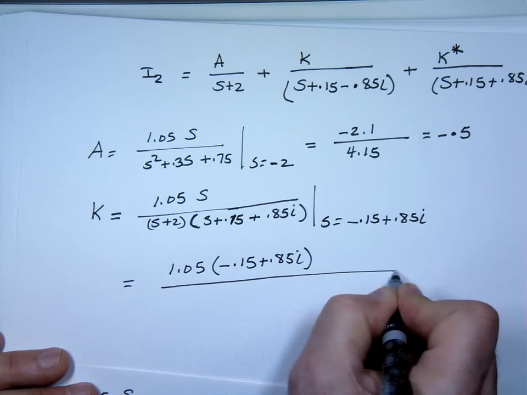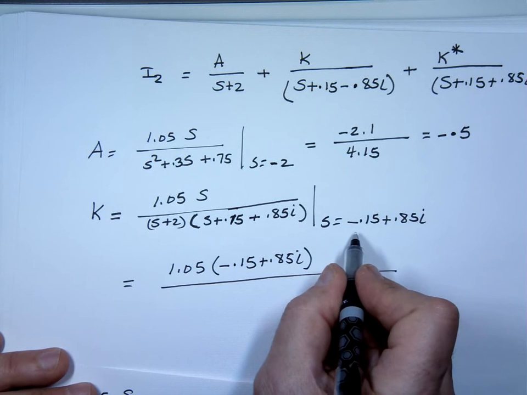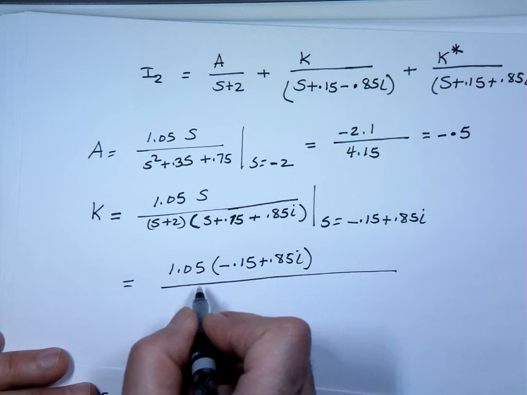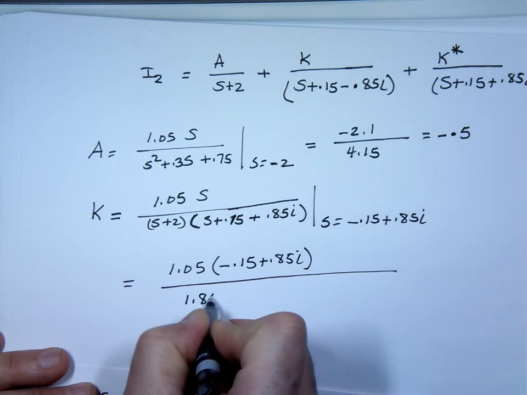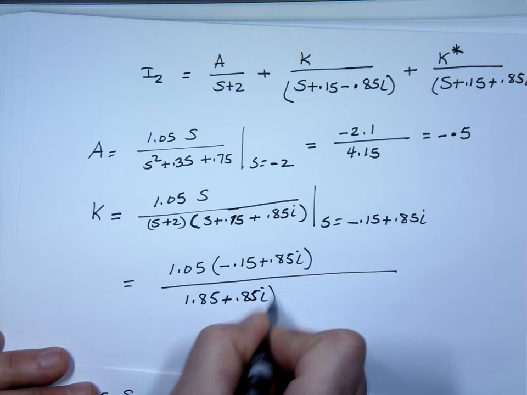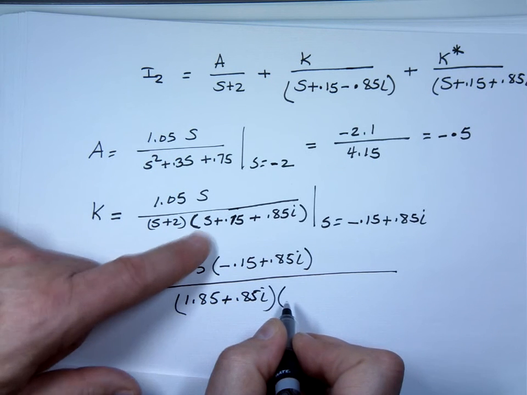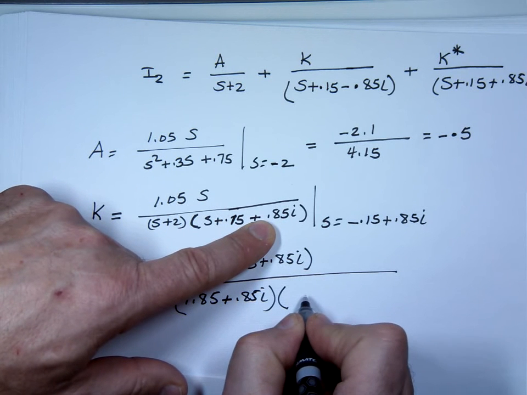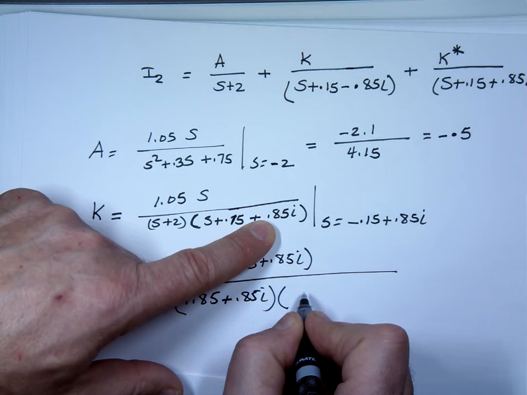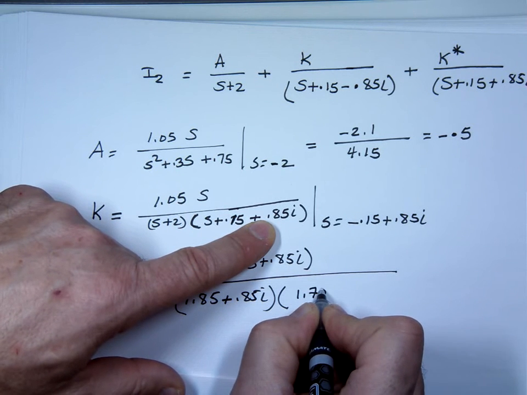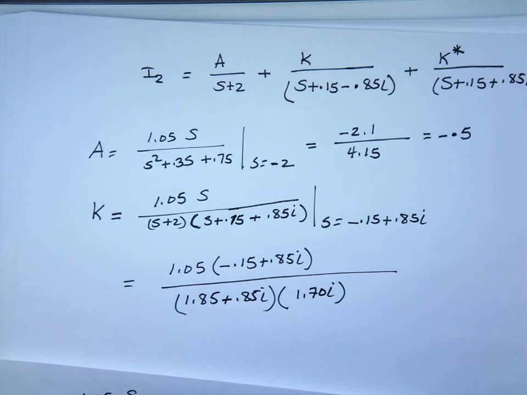S is this number. Add to it 2. What's 2 minus 1.5? Is that 1.85? And this will cancel the points. So it'll be 2 of these. 2 times 0.85, which is what? 1.7? I think it's 1.7. So let's see what we have here.